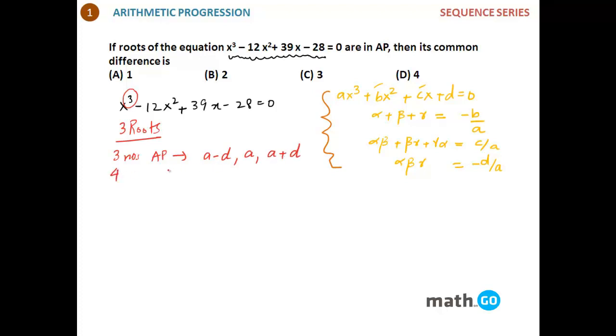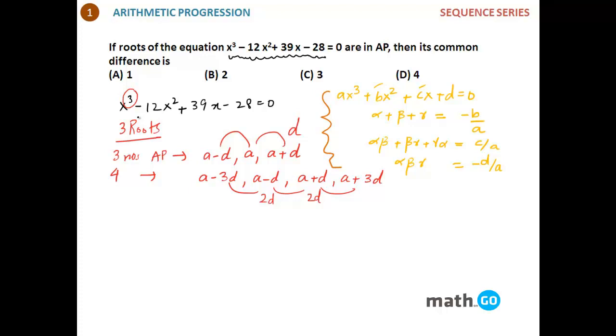If you are asked to take 4 numbers in an AP, then we'll take a minus 3d, a minus d, a plus d, and a plus 3d. Here, if you see, in these terms the common difference was d. In these the common difference is 2d, not d. Just remember this. Now let's apply this in our question and see how it goes.